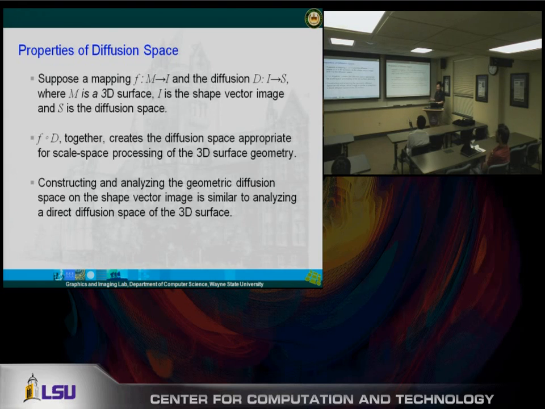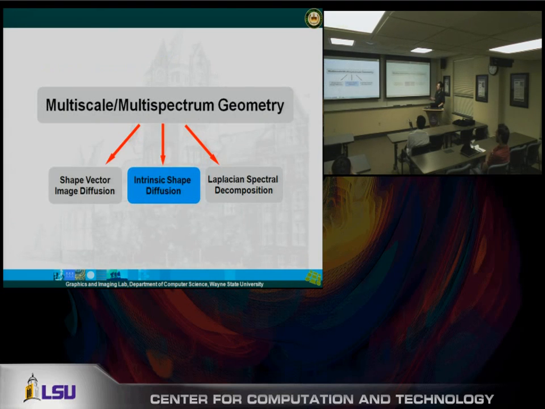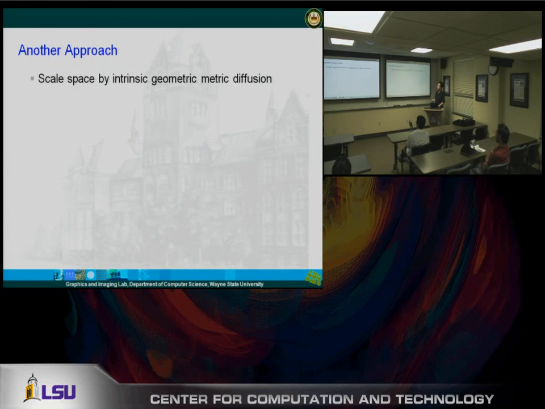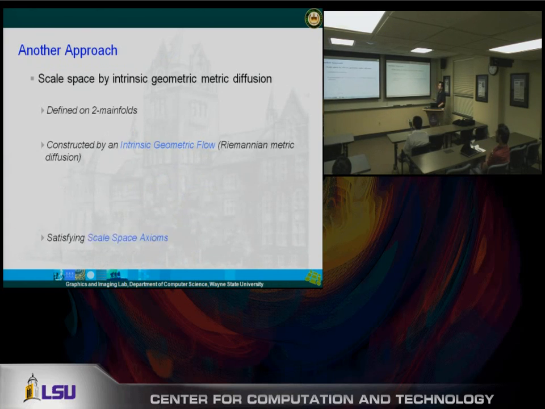So that's why we had another paper on intrinsic diffusion. Here I just show you the ideas rather quickly. You map 3D to a 2D image, then you run diffusion on the 2D images, constructing the diffusion space, and then you do the feature extraction. Since you cannot prove it, can we just go with it? From an engineering point of view, it's good, as long as we get good results.